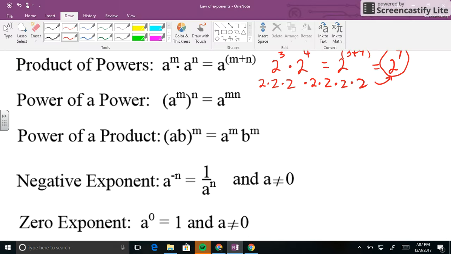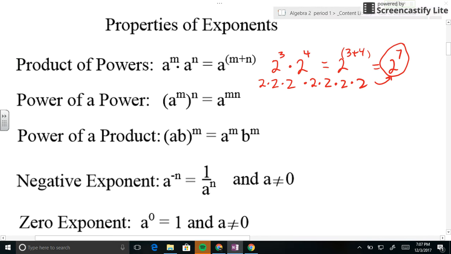Let's try the next rule, which is the power of a power. That tells us that if we take a to the m and raise it to the nth power, we just multiply the exponents. So let's try this. 2 to the third power, and then let's raise that to the second power. So 2 to the third squared is, according to the rule, 3 times 2 is 6, so we multiply the exponents. We would get 2 to the 6th power, and that would be our answer.